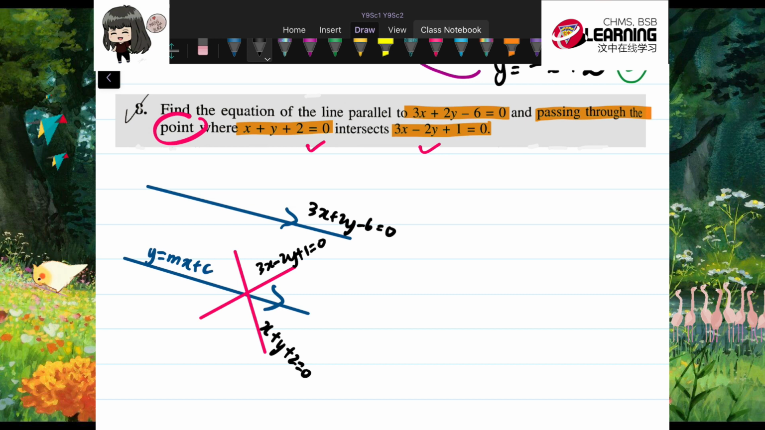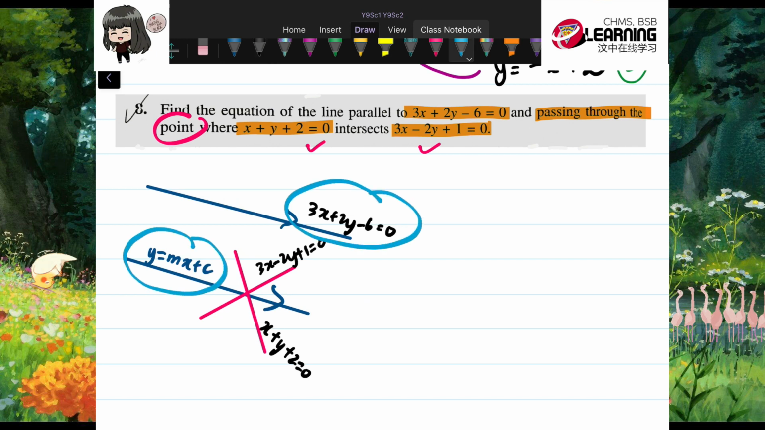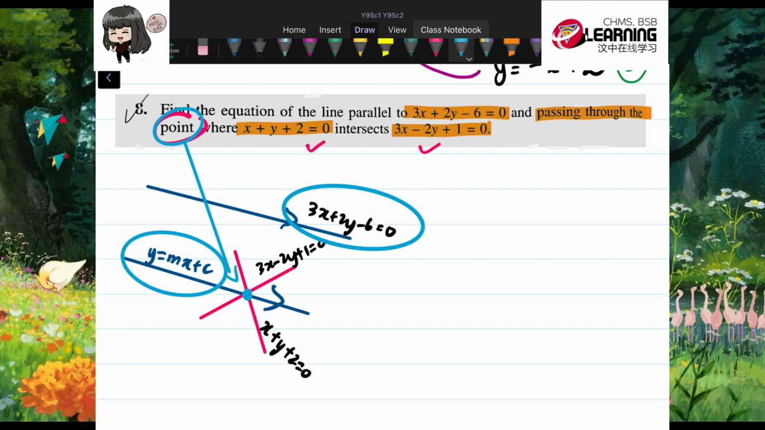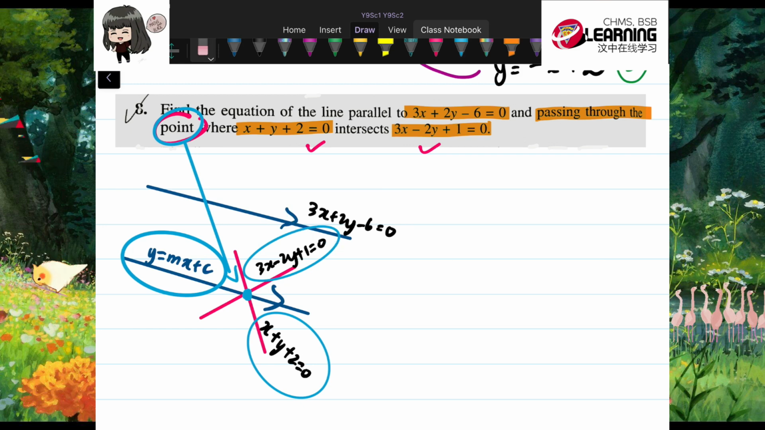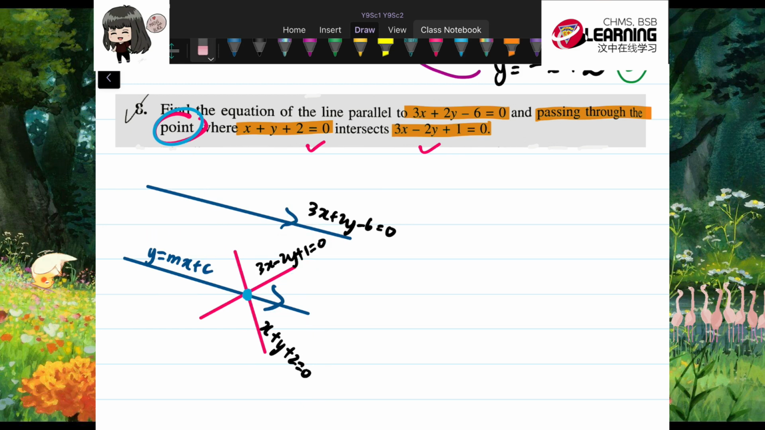Okay, we go back to the question again. Find the equation of the line parallel to this line, so this is the line that we are finding, passing through the point. This is the point they are talking about, where x plus y plus 2 equals 0 intersects this line. So we need to find this point first, because we want to find the equation of y equals mx plus c.